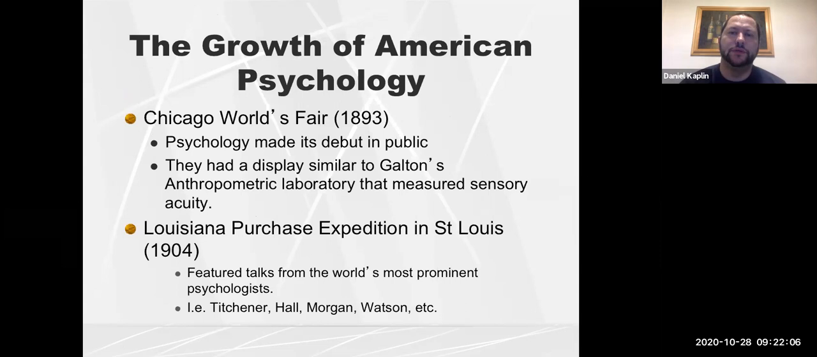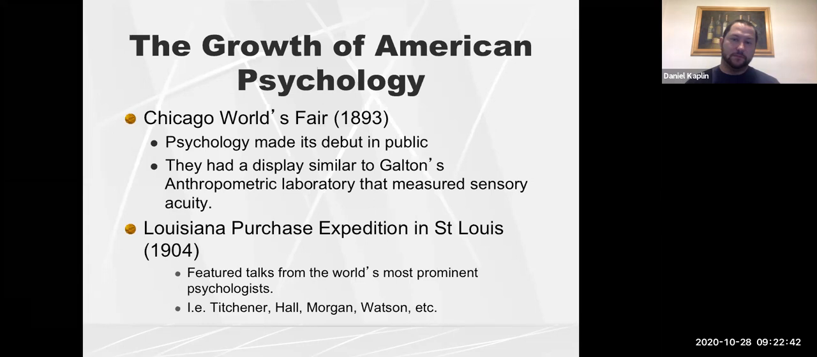So psychology makes its first appearance, or its debut, at the Chicago World's Fair in 1893. They had a whole bunch of physiological measures, similar to when we talked about Darwin and Galton, how Galton had the anthropometric laboratory in London. Well, in the Chicago World's Fair, we also had a lot of these measures of sensory acuity.